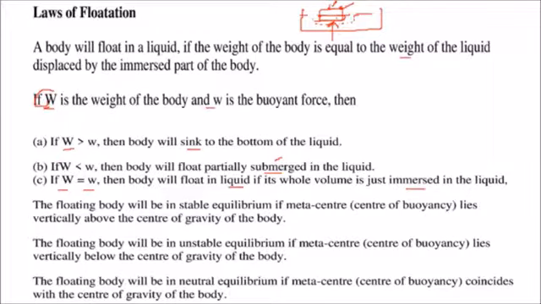So a floating body will be in stable equilibrium if there is a center of buoyancy also, if the metacenter lies vertically above the center of gravity of the body. The floating body will be in unstable equilibrium if the metacenter, or you can say center of buoyancy, lies vertically below the center of gravity of the body. Stable, unstable, and there is a neutral also.